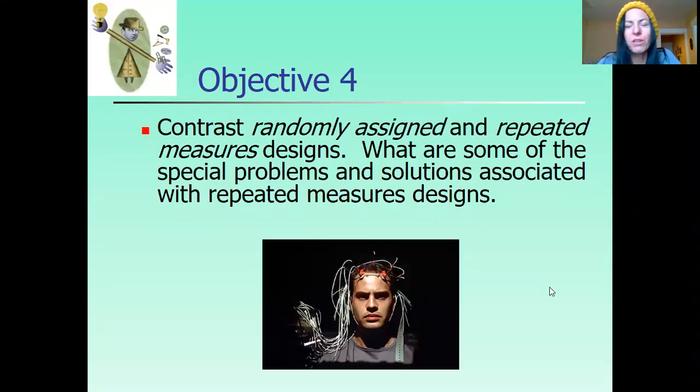I'm going to get started with the next chapter. I'm going to go ahead and share my screen for the next objective here. And that objective is objective 4. In this objective, we're going to talk about randomly assigned and repeated measures designs, and some of the special problems and solutions associated with the repeated measures design. So let's look first at the randomly assigned design.